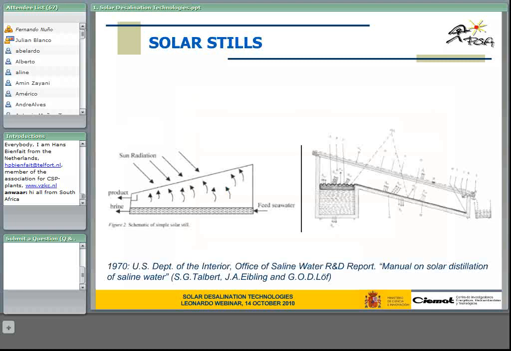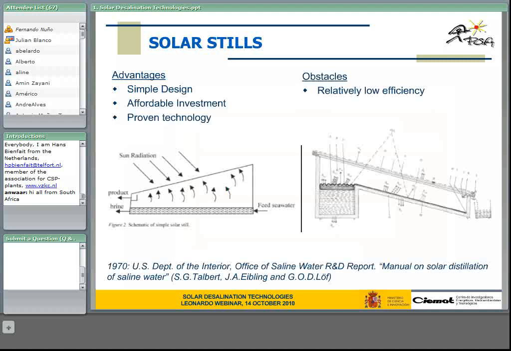Here you have another one. There are many different configurations of this kind of device. The advantage, as I said, is that they are a very simple design. The investment could also be quite affordable. It is a very proven technology, but the inconvenience is that they have low efficiency, they need a lot of ground to install the system, and they have a very limited capacity, about 100 liters per day per unit.